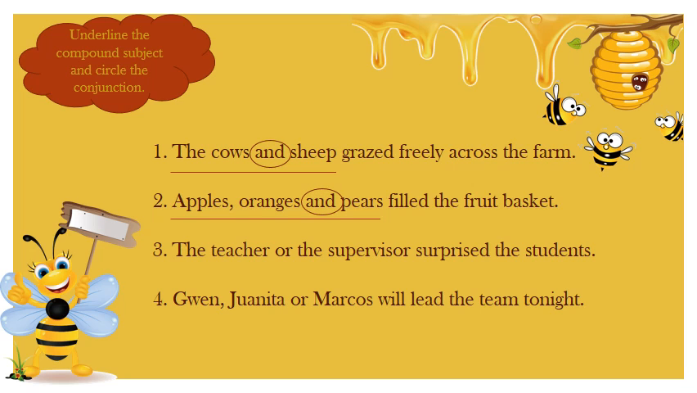Three, the teacher or the supervisor surprised the students. Who am I talking about? The teacher or the supervisor. It is the compound subject. What conjunction did I use to join both subjects? I used or. So I circle or.